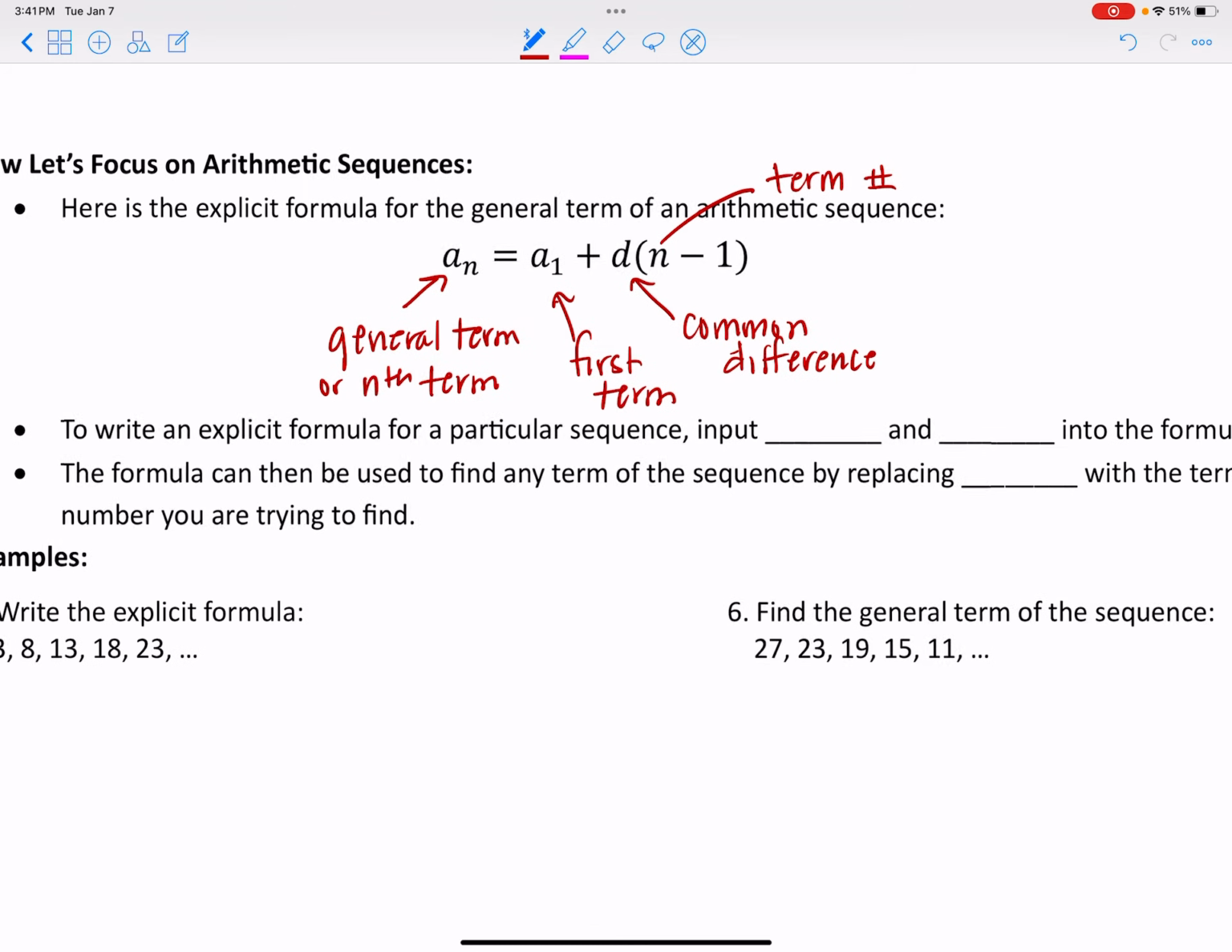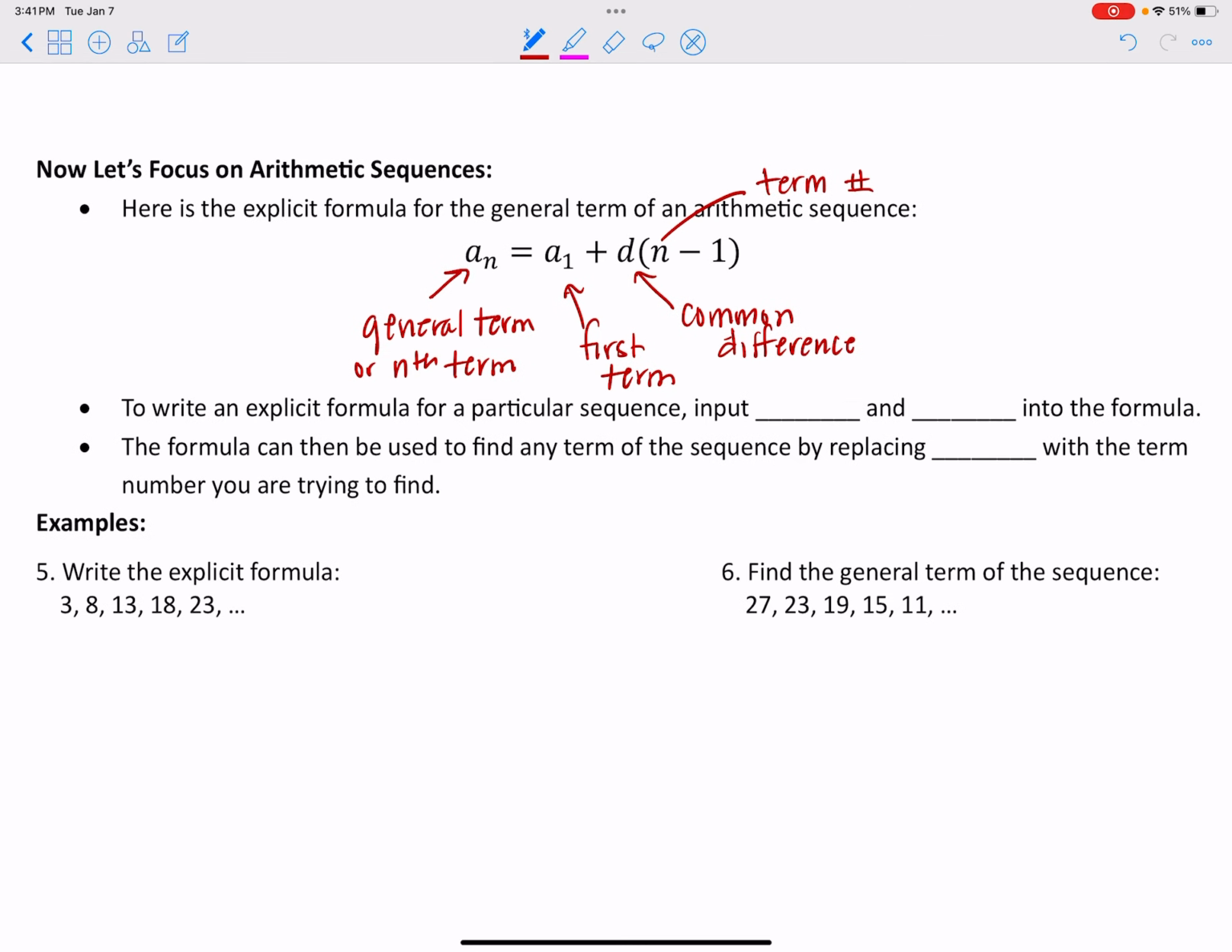Okay, so just like with the other one, it's a different formula, but it's a similar concept. If I want to write an explicit formula for a particular sequence, I'm inputting two things. I'm going to input the first number on the list and the common difference. And then if I want to actually use this formula to find a specific term number, then I'm also going to plug in n.